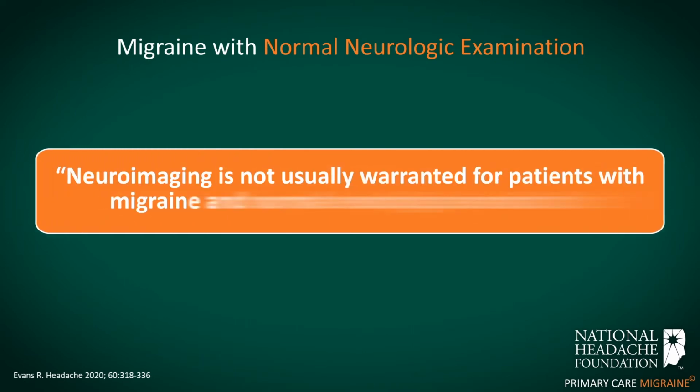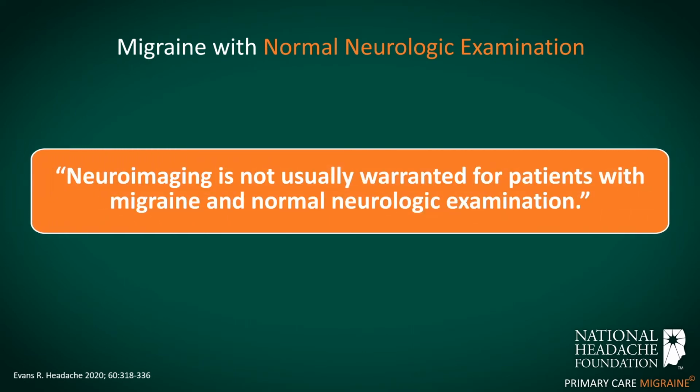This slide depicts a guideline statement developed by a subcommittee of the American Headache Society based on a systematic review of the medical literature. The following recommendation was made by the committee. Neuroimaging is not usually warranted for patients with migraine and a normal neurologic examination. So you don't need to neuroimage patients that have migraine unless it has an atypical feature.